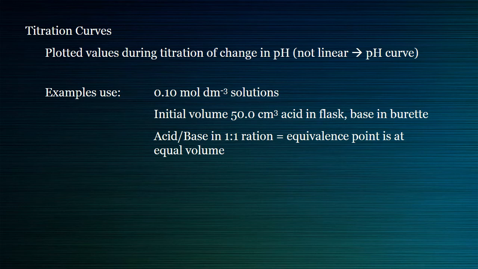And that means that the equivalence point is when you've used equal volumes of your acid and base. So that means we have 50 milliliters of something in a flask, and we're going to use 50 milliliters of everything in our burette, and that is going to create a point in which we know the equivalence is going to occur.